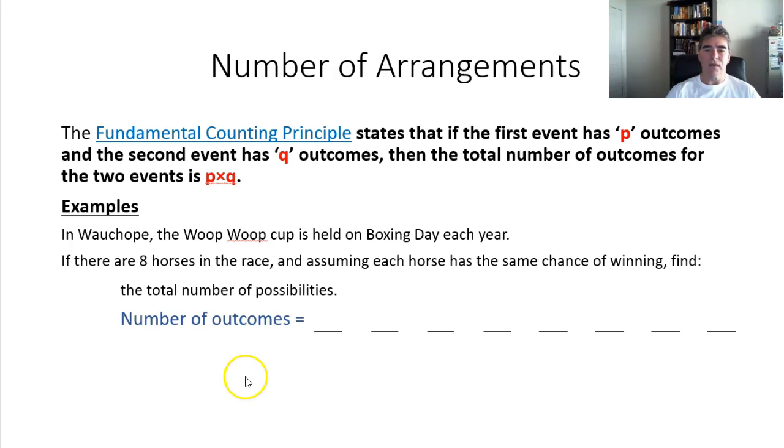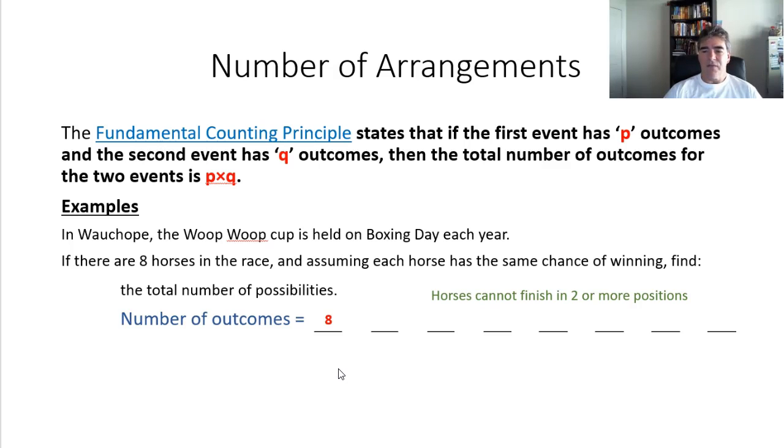So let's have a look at the number of outcomes. And what I've done here is I've got 8 horses, so I've got 8 positions that can be filled. Obviously, the one we're looking at wants to come first, but we know that that's not always the case. So let's have a look. So there are 8 possibilities, 8 horses that could come first.